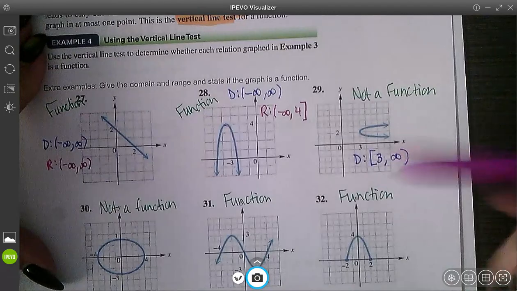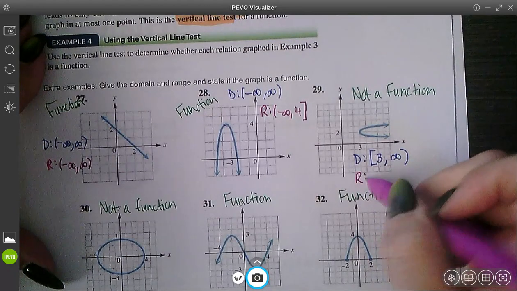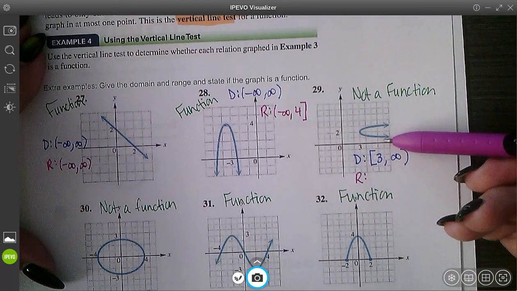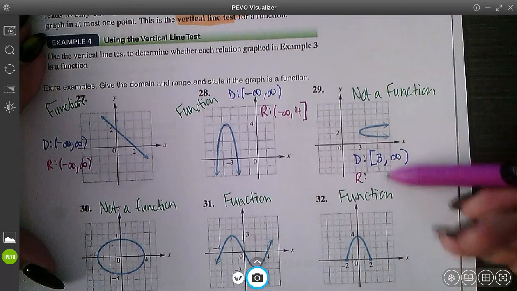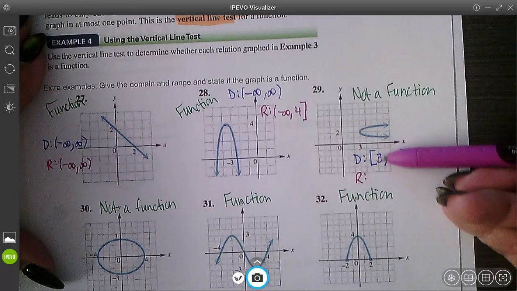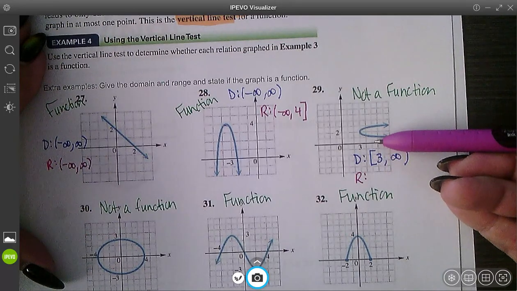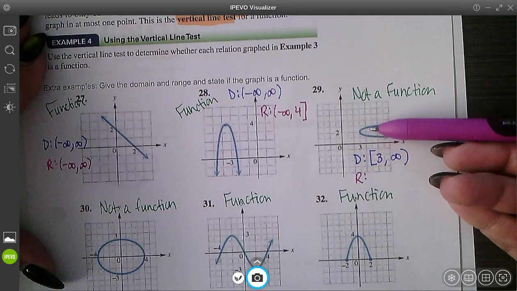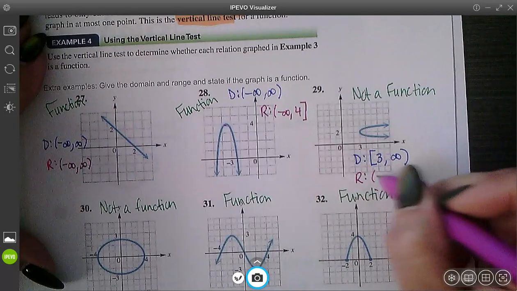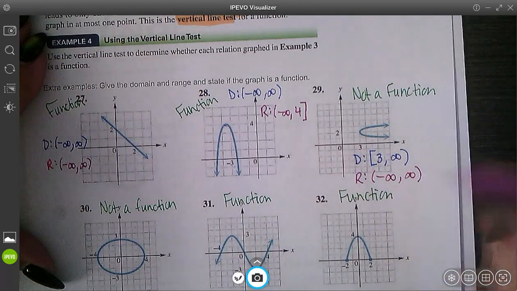Range, this one is a little bit tricky. I mean, it looks like it might not keep going, but that arrow tells me it does. So the first thing your pen bumps into going bottom to top is an arrow, and the last thing is also an arrow. So this range is negative infinity to infinity.